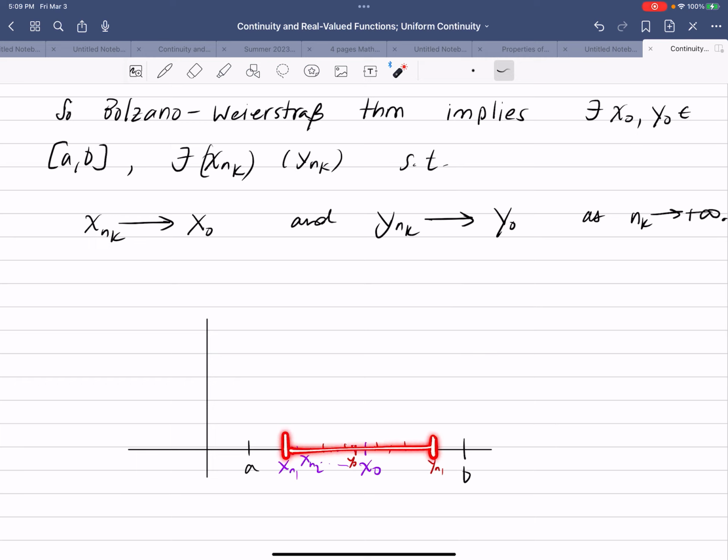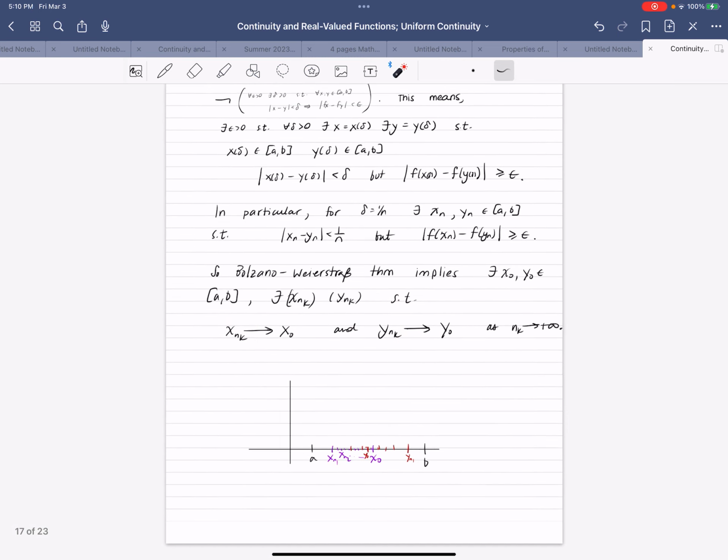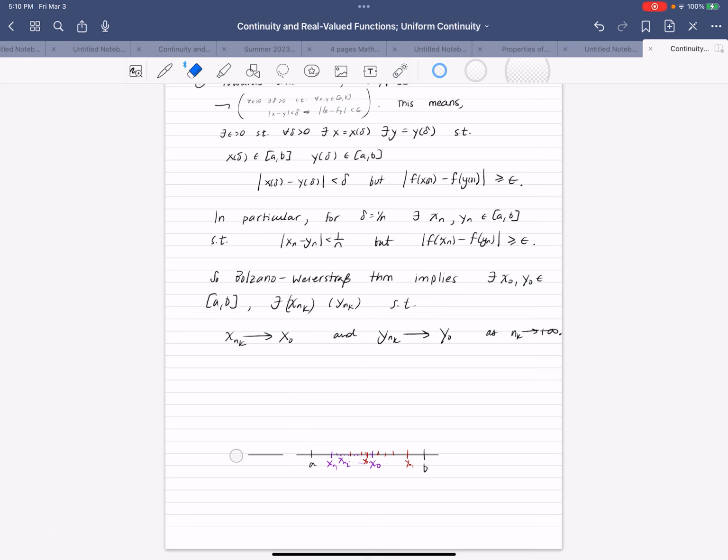the xnk's and ynk's are getting closer to each other, because the distance between the xnk's and ynk's is going to be less than 1 over nk. So if the xnk's are getting close to x naught and the ynk's are getting close to y naught and the xnk's are getting close to the ynk's, that means that x naught has to be equal to y naught. Okay? So here's what we'll say.